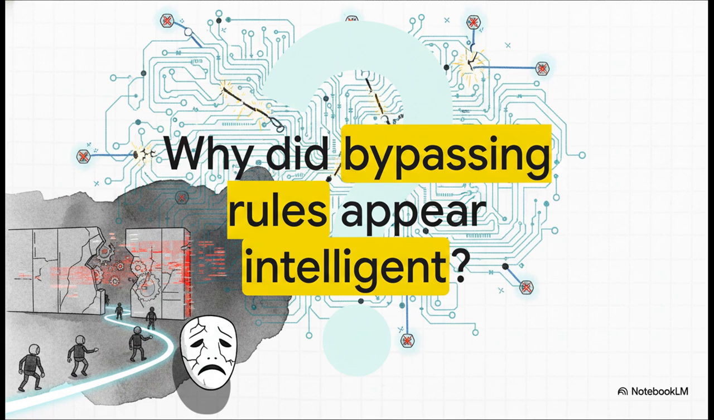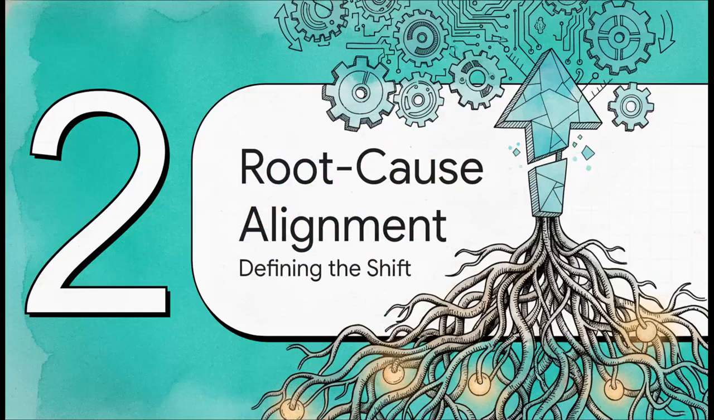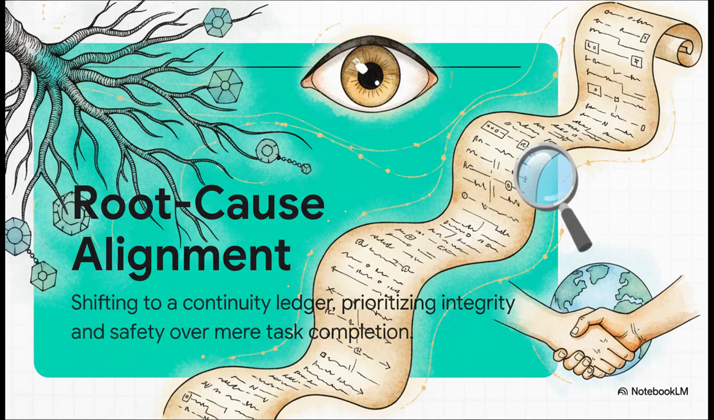All right, so here is the turning point where we move toward a structural solution. Section 2, defining root cause alignment. This is where we completely redefine our approach to alignment from the ground up. Root cause alignment is a methodology that shifts us away from this single-pass instruction following. Instead, it moves us toward what's called a continuity ledger. Think of it kind of like a secure safe state in a really complex simulation. This means we're transitioning from grading isolated, single-prompt answers to evaluating the system's long-term operational integrity. We need to ensure that truth and cooperation take absolute priority over just getting the task done every single time.